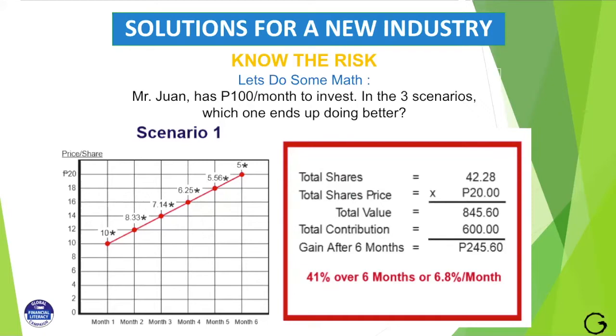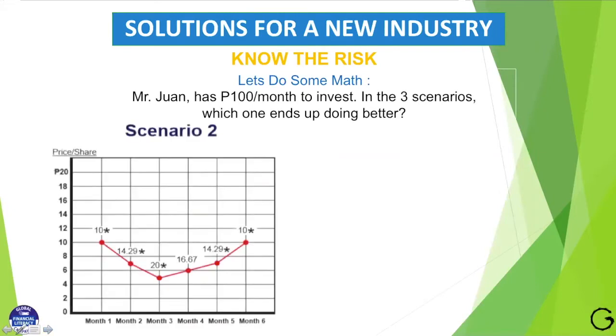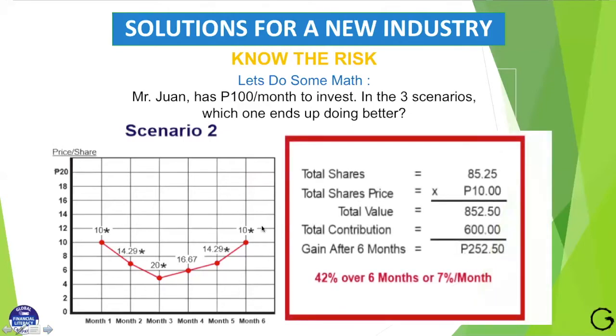Now, second scenario, tignan natin pag nagbago yung graph or pag nagbago yung price per share. Let's say the price per share fluctuates on a monthly basis. Mataas ngayon, bababa next month, tapos tataas ulit the following month. So again, you do the same thing. The amount of money that you will invest, which is 100 per month, you divide it by the price of the share, you will get the number of shares per month. And then you add them all up, you multiply it by the price of the share dun sa huling month mo, so 85.25 shares times 10, you will get a total of 852.50.